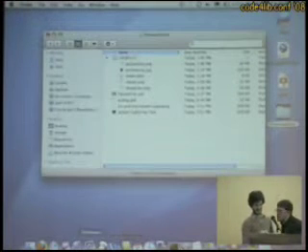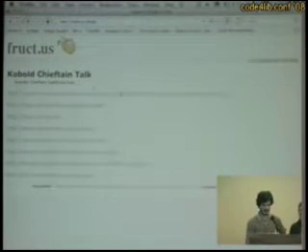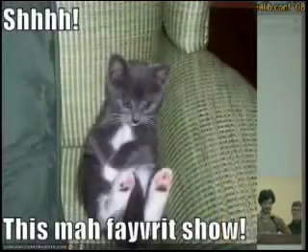It's known by a variety of names. Which side of these has Firefox on? So this is the talk titled Kobold Chieftan. This is for Ross.